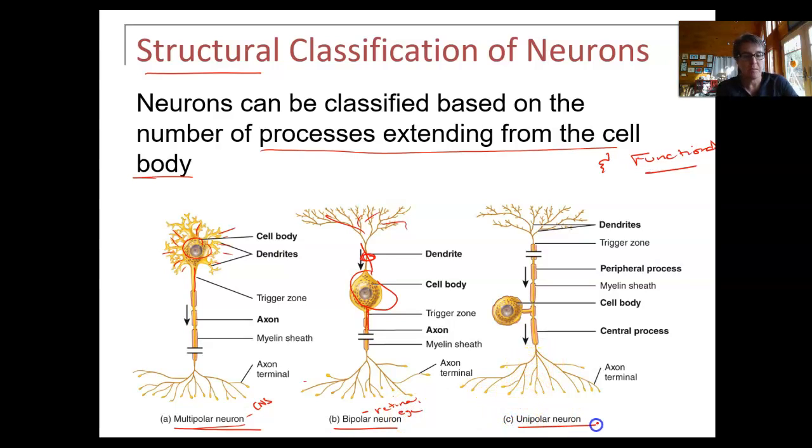And then I have a unipolar neuron, and a unipolar neuron has a cell body off to the side, and then it has dendrites and axon, with the axon terminals branching off of it. So it's really only one thing coming off of the cell body, so it's a unipolar neuron, and these are most of your sensory neurons.